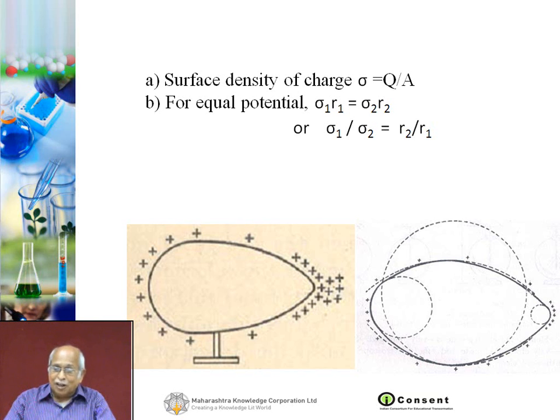Then look at the bigger circle, the biggest circle. It has a greater radius. So the lower portion of the pear shaped conductor is part of a circle of large radius. And then look at the right side. The right end of the pear shaped conductor is a part of a circle having very small radius.